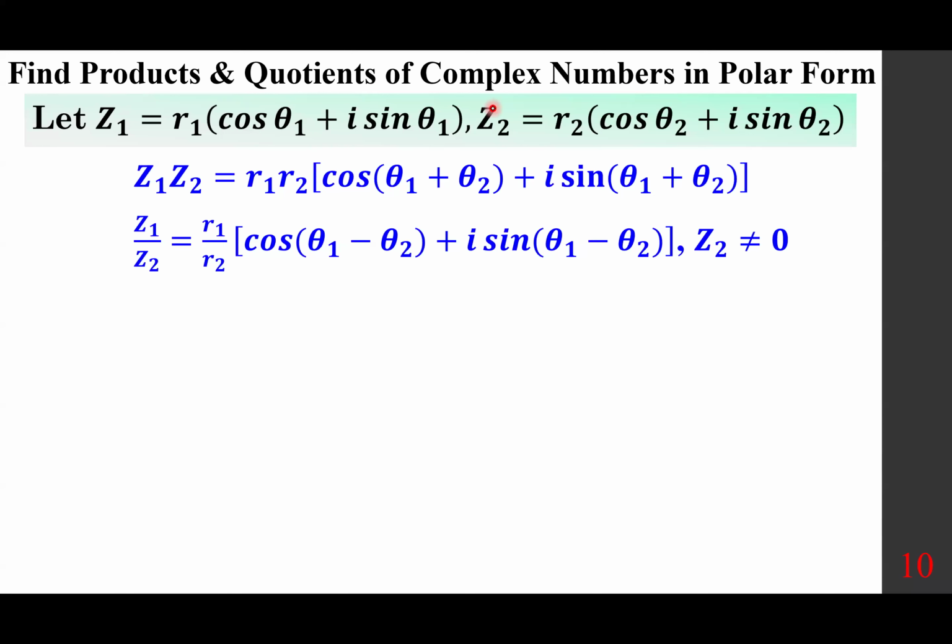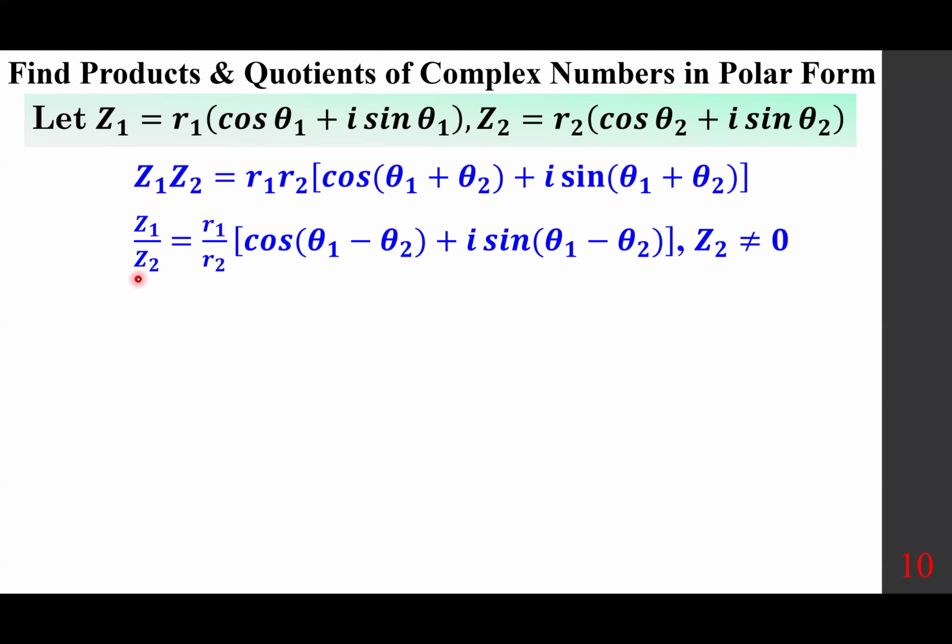We discussed the product and quotient of complex numbers in polar form. If Z1 is R1 times cosine theta 1 plus i sine theta 1, and Z2 is R2 cosine theta 2 plus i sine theta 2, then Z1 Z2 is R1 R2 cosine of theta 1 plus theta 2 plus i sine of theta 1 plus theta 2, and Z1 over Z2 is R1 over R2 cosine of theta 1 minus theta 2 plus i sine of theta 1 minus theta 2. Needless to say, as always, the denominator can't be zero.